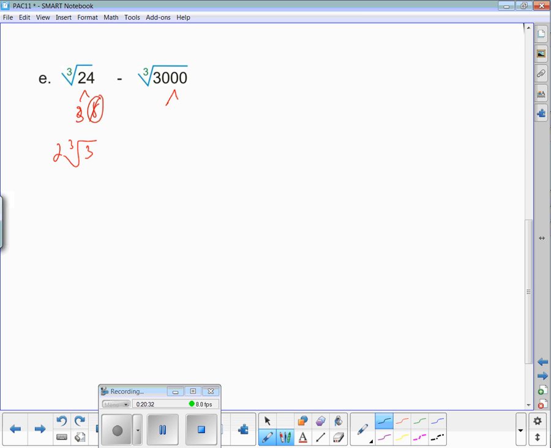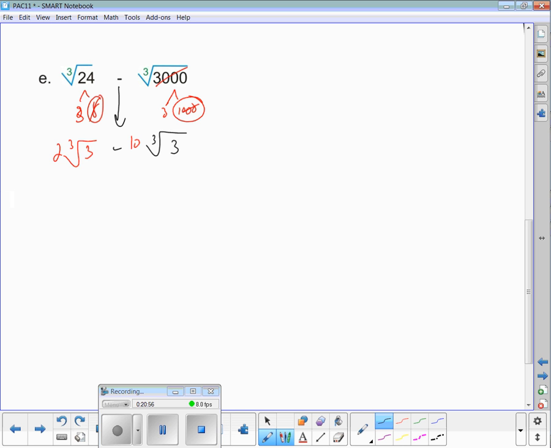Be careful, we got this negative sign in between, right? And look, I'm going to do the same thing here. Didn't we already figure out the cube root of 1,000? What is it? 10. So I'll just do it right there. What do we have left? The cube root of 3, right? Can we finish this by adding them up?